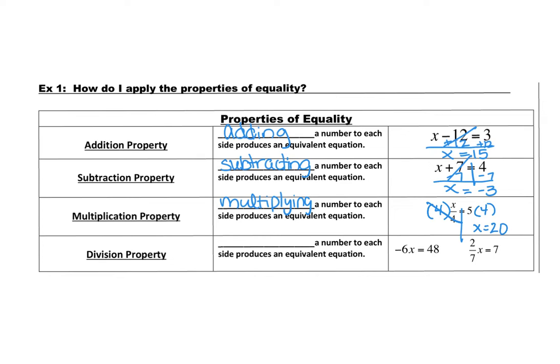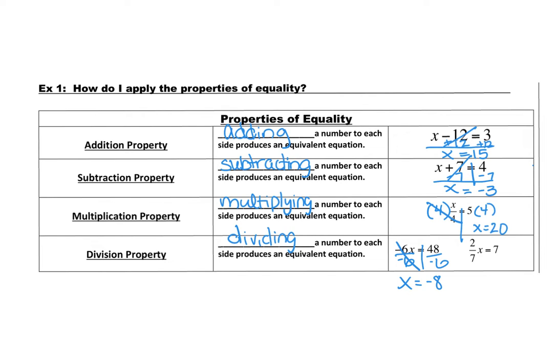Now, the division property of equality states that dividing a number to each side produces an equivalent equation. We're showing division in two ways here. I have negative 6x is equal to 48, and so that negative 6 is multiplying that x. So in order to undo or isolate that variable, we're going to divide by negative 6, and what I do on one side, I have to do on the other, and x is equal to negative 8.